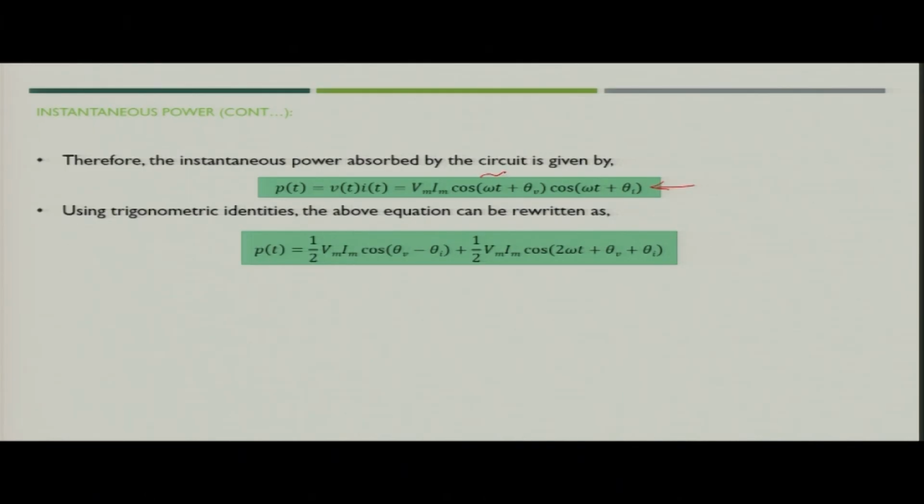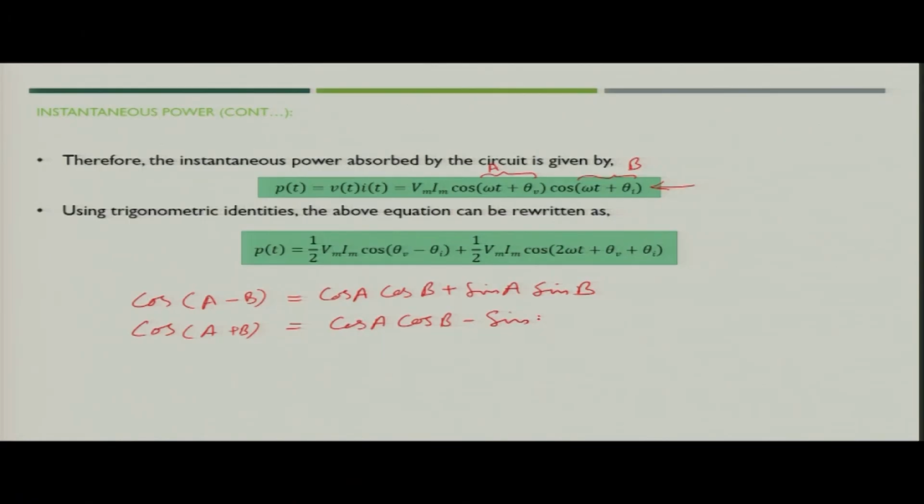Now, let us assume that this angle is A and this angle is B. So, if you recollect the previous lectures we discussed, cos(A minus B) is nothing but cos A cos B plus sin A sin B. Similarly, cos(A plus B) is nothing but cos A cos B minus sin A sin B. So, if you sum up these two equations, what you will get? 2 times cos A cos B is nothing but cos(A minus B) plus cos(A plus B).